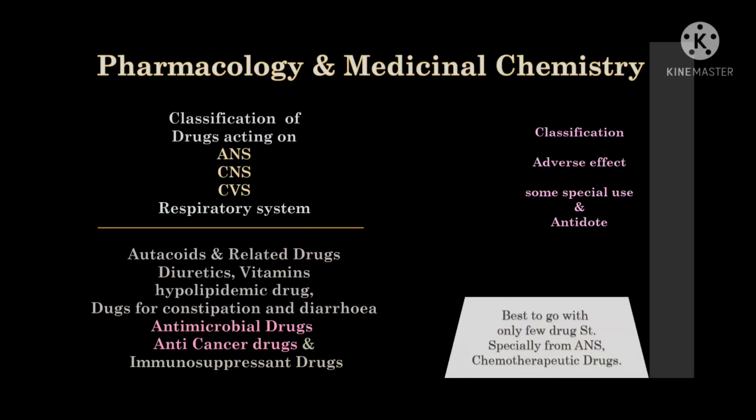Coming to pharmacology and medicinal chemistry: classification of drugs acting on ANS, CNS, CVS, respiratory system, autacoid-related drugs, diuretics, vitamins, hypolipidemic drugs, drugs for constipation and diarrhea, antimicrobial drugs, anticancer drugs, and immunosuppressant drugs. Classification, adverse effects, some special uses, and antidotes. It is best to go with only a few drug structures, especially from ANS and chemotherapeutic drugs from the medicinal chemistry point of view.